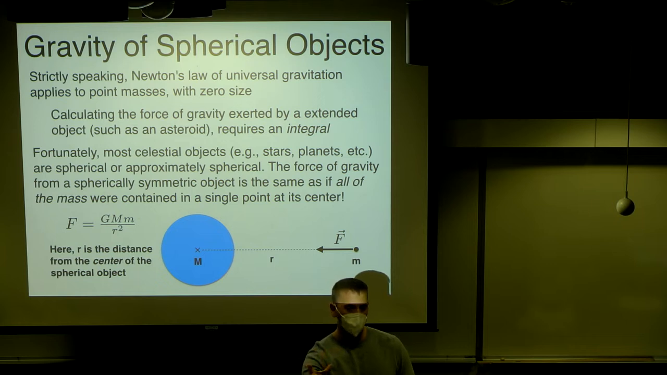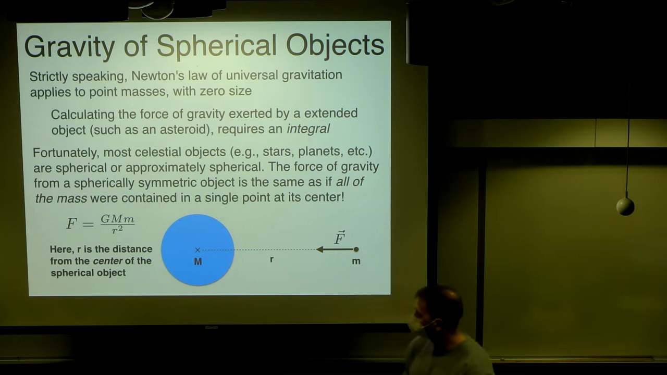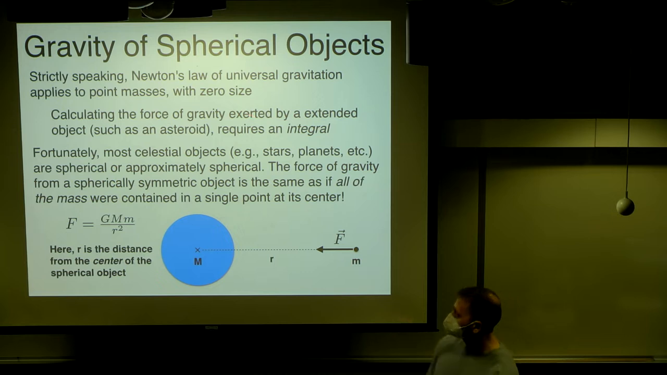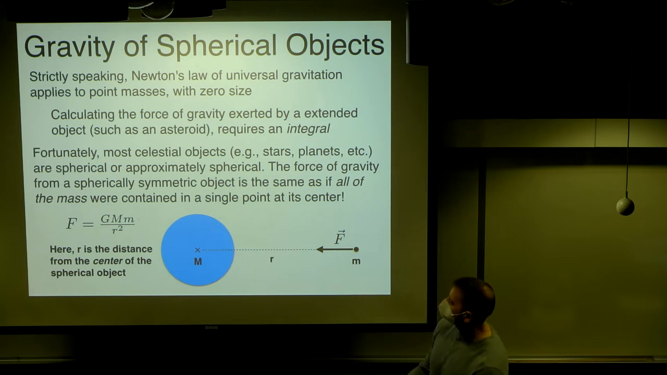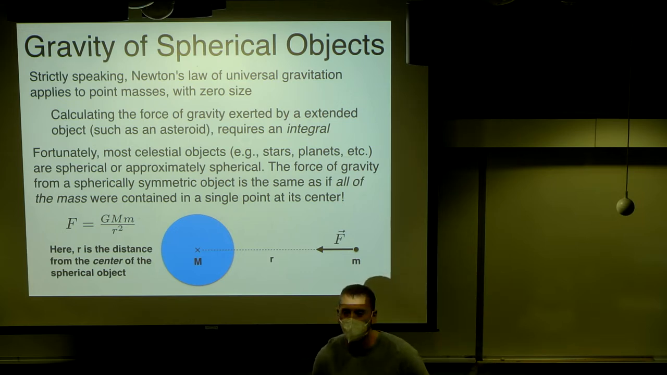But of course, in real life, when we're dealing with actual physical objects, they're not just points. They have some kind of extent to them. I might be interested in the force of gravity exerted by the Earth or the Sun or an asteroid, things like that. Those are obviously not just points. So in general, what you have to do to calculate the total force of gravity exerted by an object is to perform an integral. You break that object up into a bunch of tiny little points, and you add up the total effect of all of those little points. We're not going to do that in this class, because not everyone has gotten this far in calculus at this point, but that's generally how this is done.